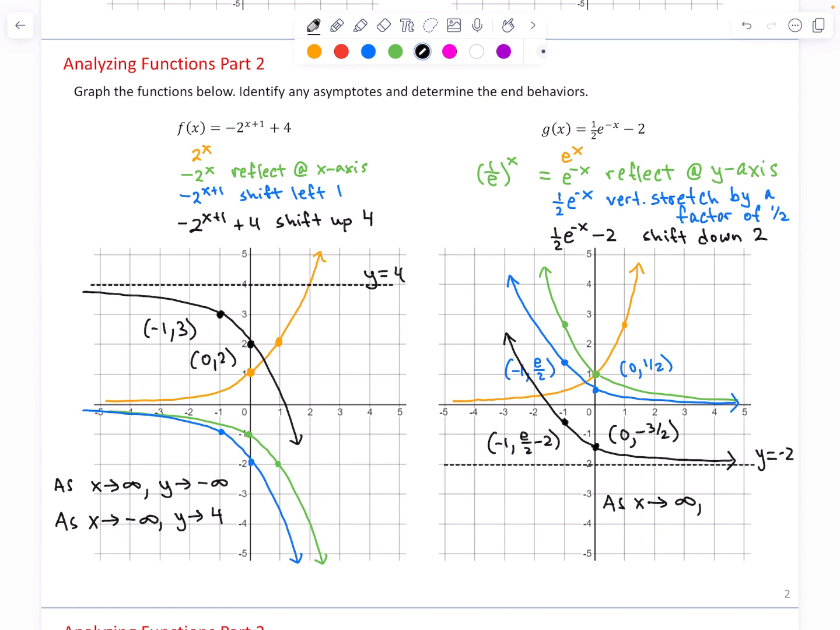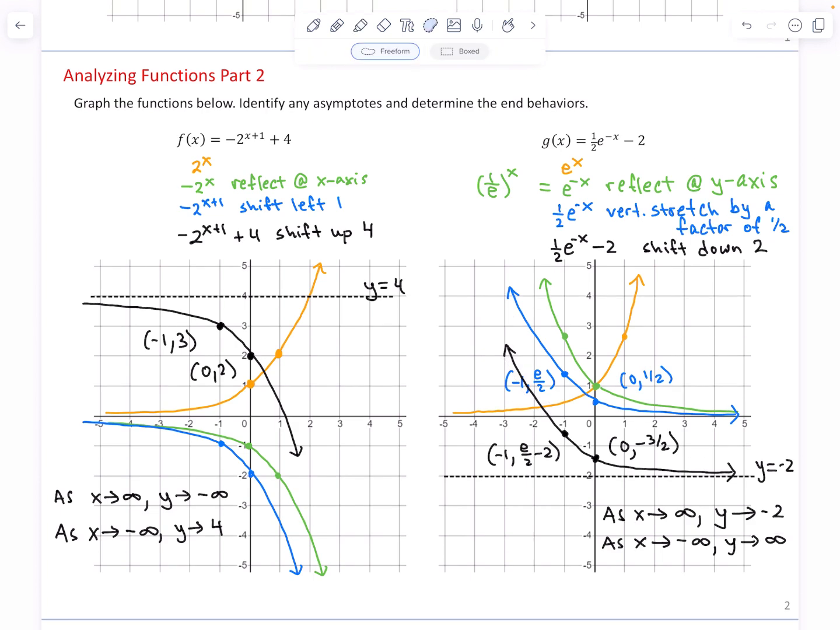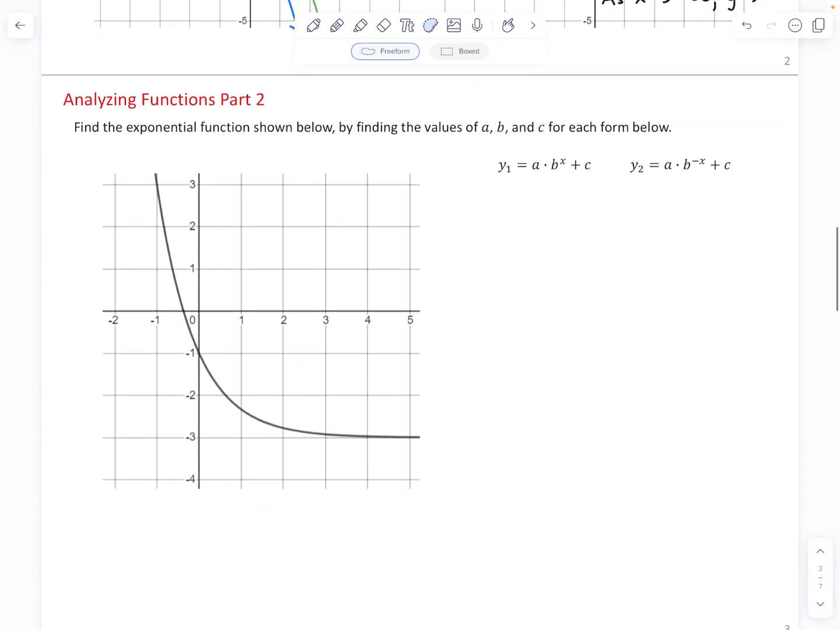Now, as x approaches infinity, as we go to the right forever, the y coordinates will get closer to this asymptote of negative 2. And as x approaches negative infinity, so as we go left forever, the y coordinates of the black graph will go up to positive infinity. Okay, moving on to the next page.